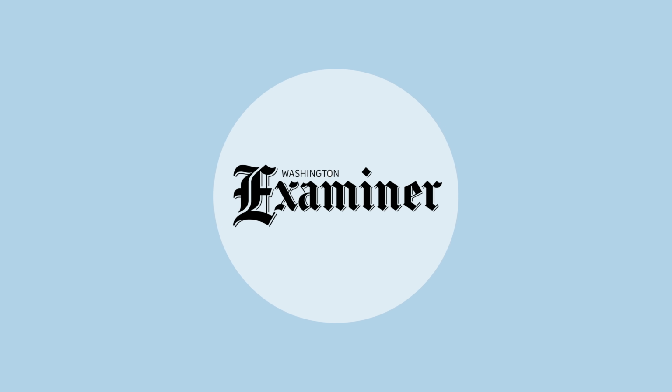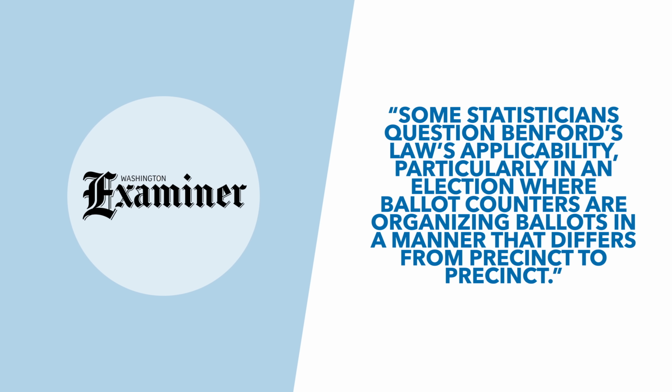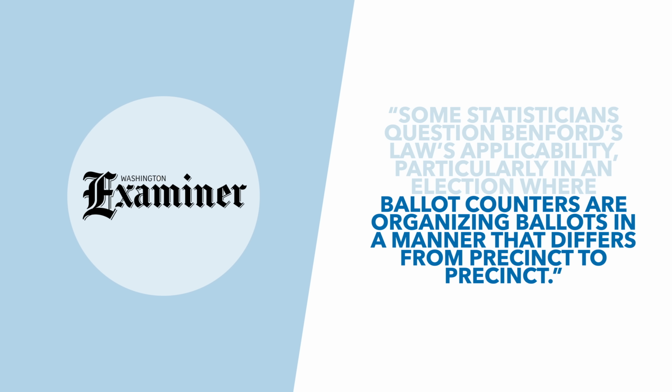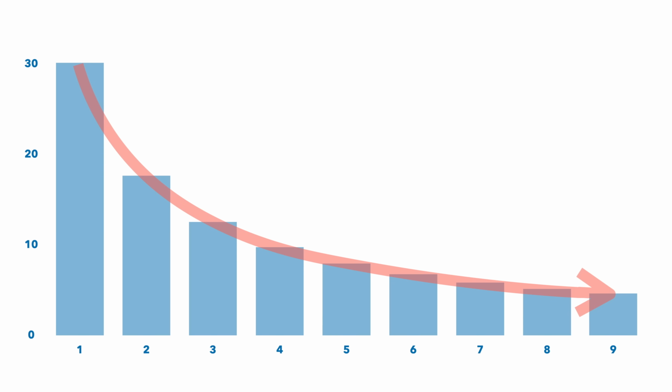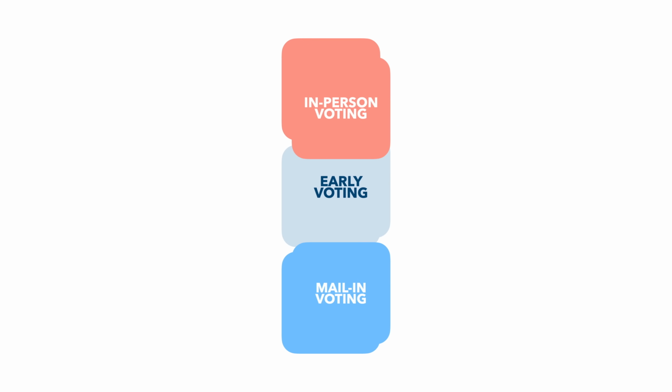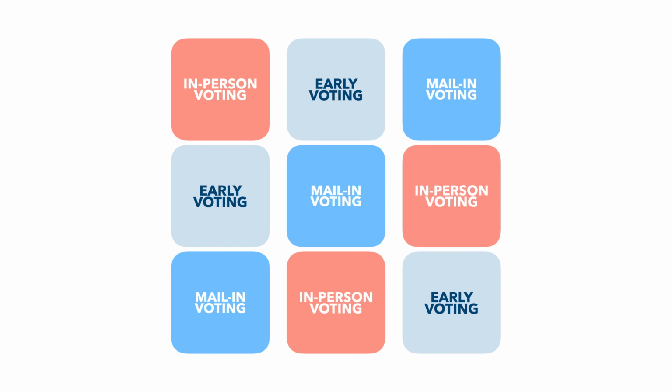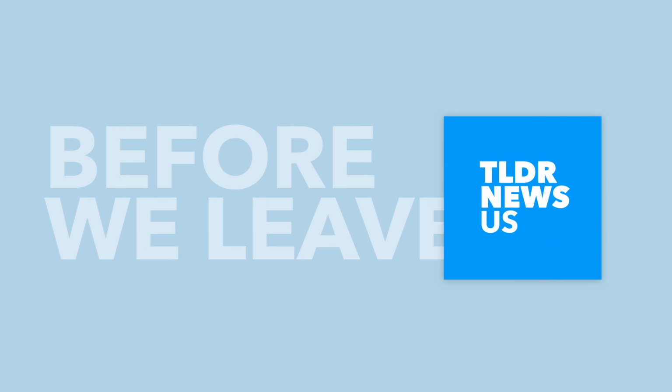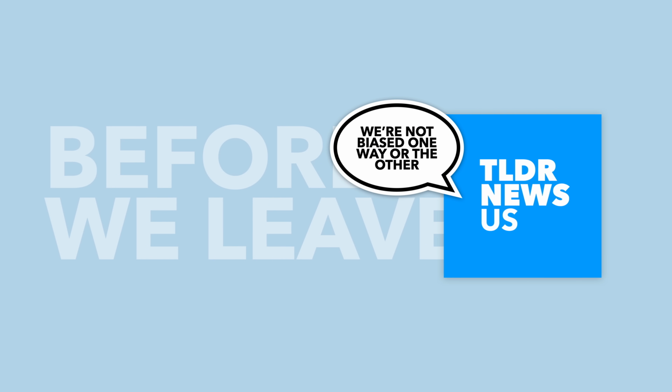Just to refute allegations further, the right-leaning Washington Examiner has made the point that some statisticians question Benford's law's applicability, particularly in an election where ballot counters are organising ballots in a manner that differs from precinct to precinct. Beyond the fact that it's not very accurate for elections in general, this argues that it's even less accurate in this election.